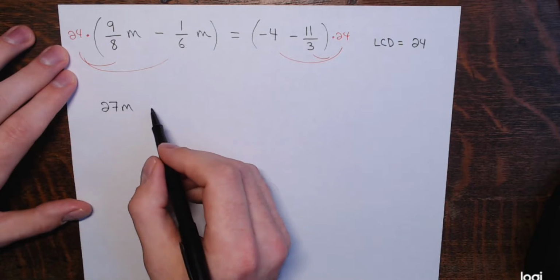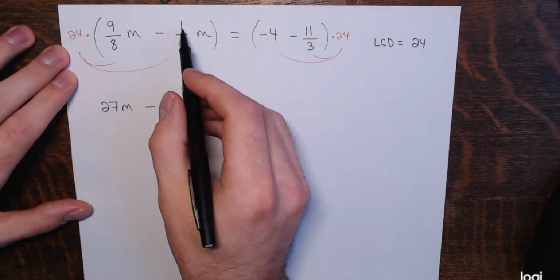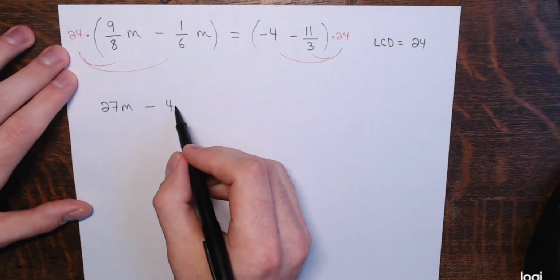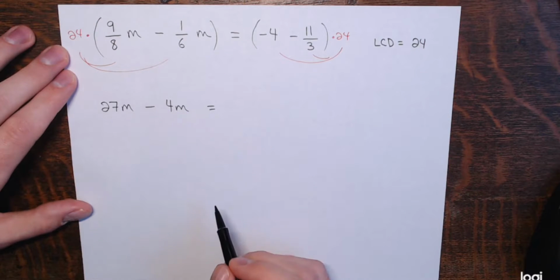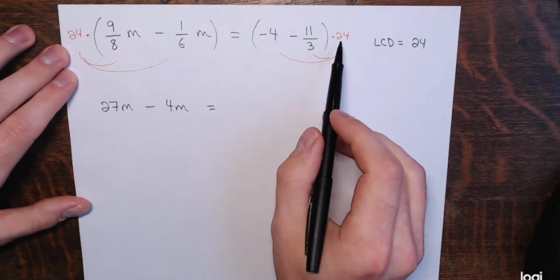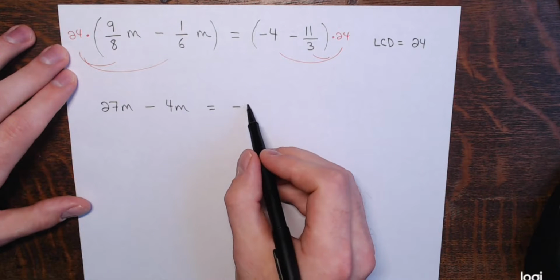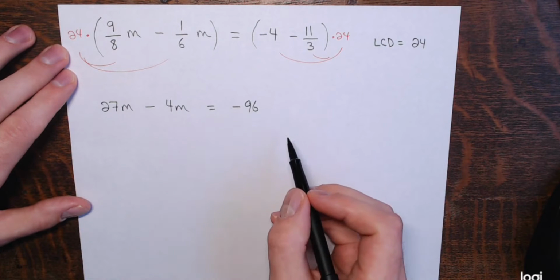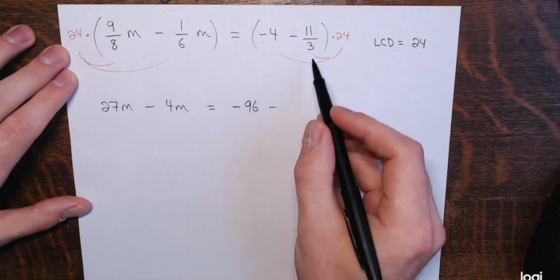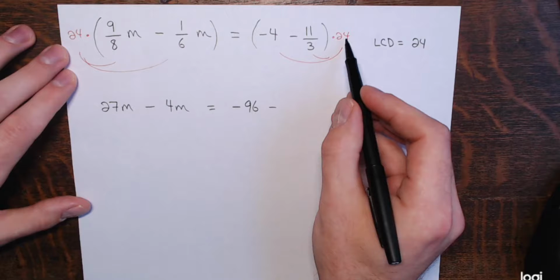Alright, then we have minus, and then 6 goes into 24 4 times. 4 times 1 is 4. So you have 4m. And then on the other side, -4 times 24. It's 80 and 16. That's -96. Then minus 11/3 times 24. 3 goes into 24 8 times, and 8 times 11 is 88.